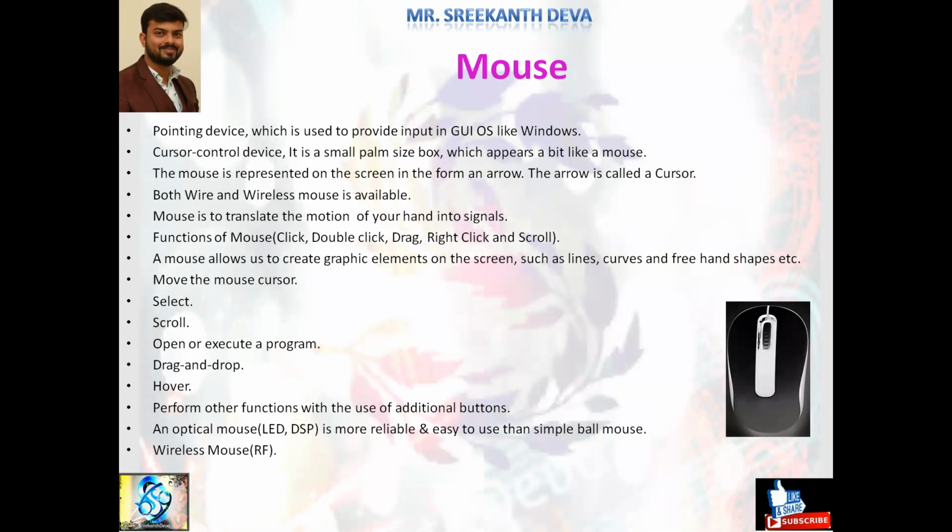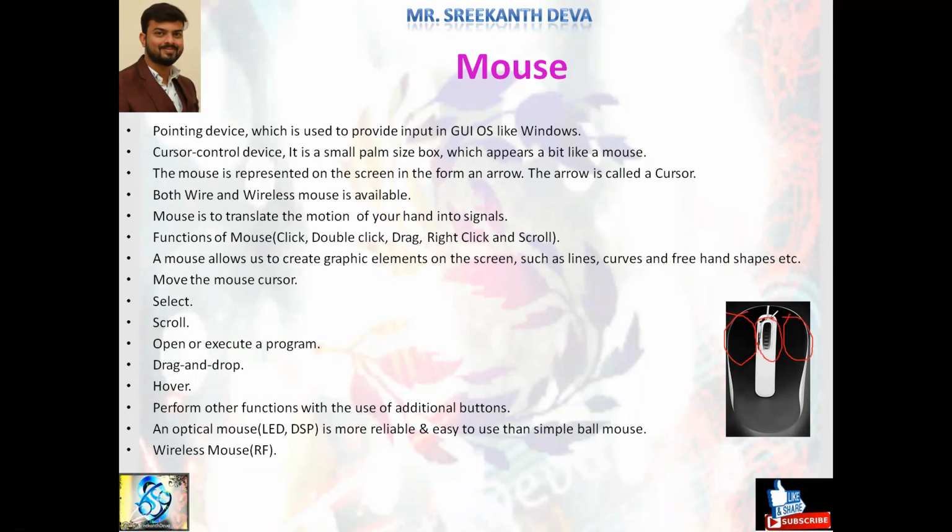We also discussed the mouse. A mouse is a pointing device used to provide input in a GUI operating system like Windows. GUI stands for Graphical User Interface. Normally a mouse consists of a left button for left click, a right button for right click, and a scroll button. Functions of the mouse include click, double click, drag, right click, and scroll.